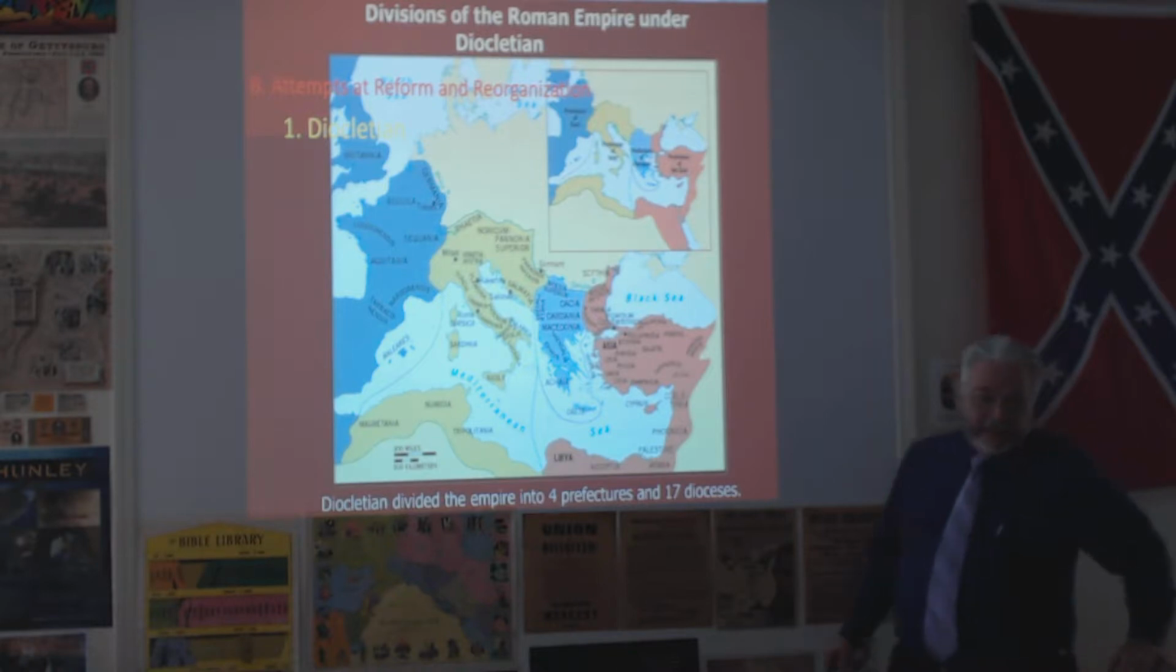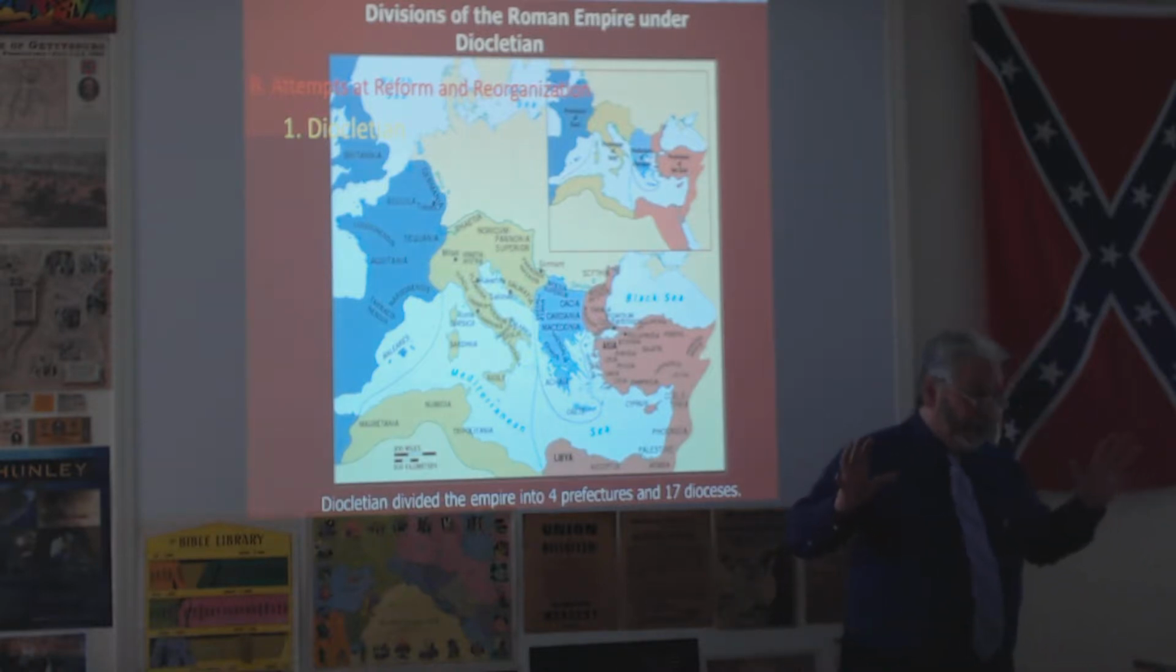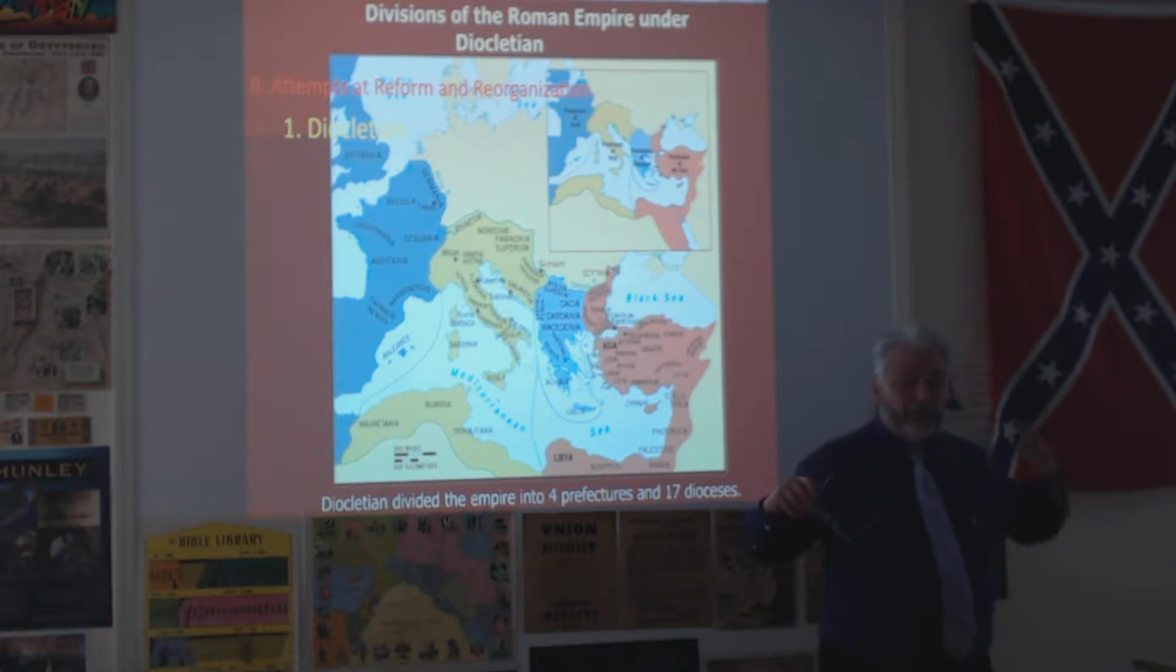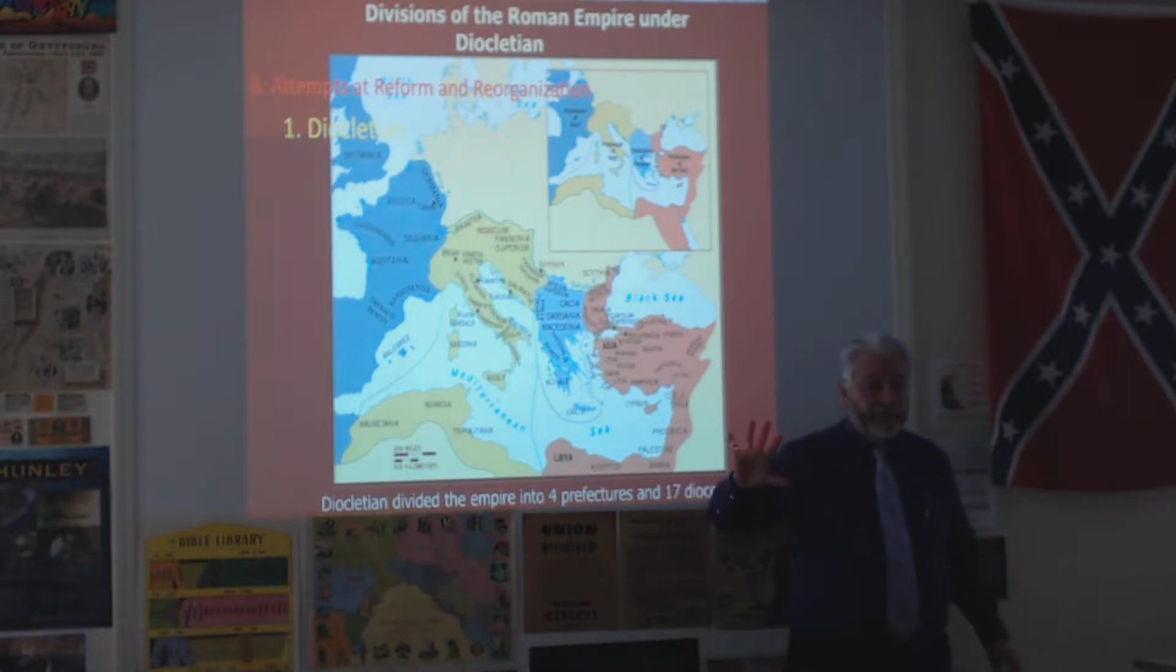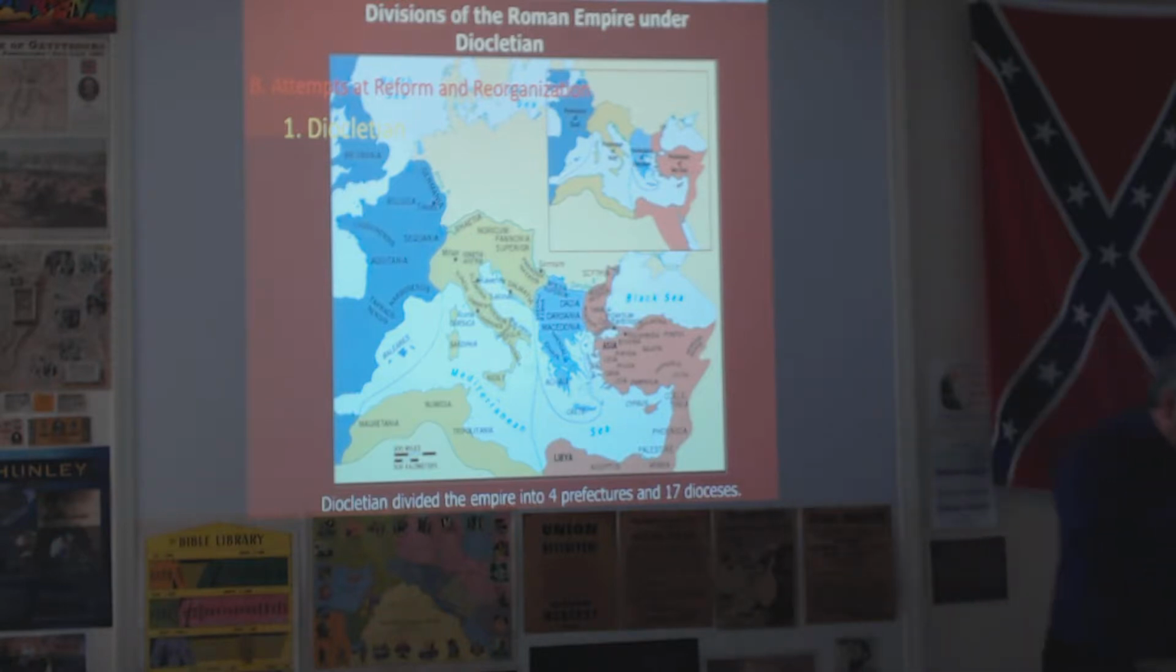Today we want to look at the attempts at reform of the Roman Empire. It's deteriorating over several centuries, but there were some attempts by a couple of emperors to stop the deterioration, to stop the fall. And we're going to look at what those were. First of all, under Diocletian, who was proclaimed emperor by the army in 284, he did a couple of things.